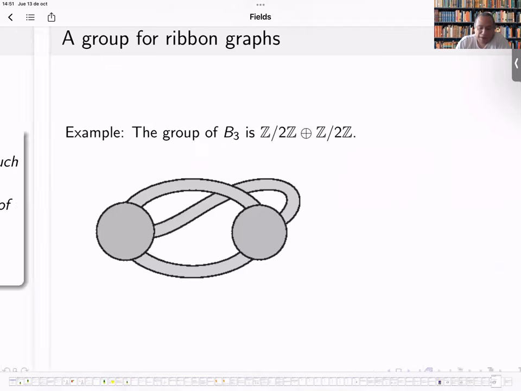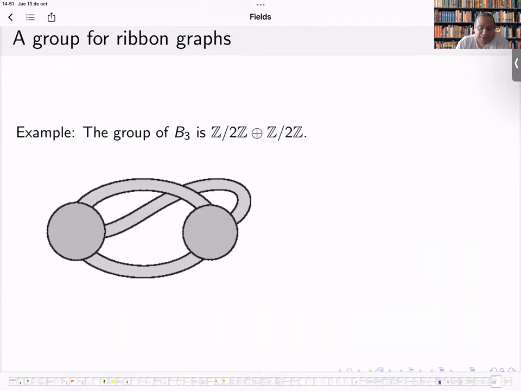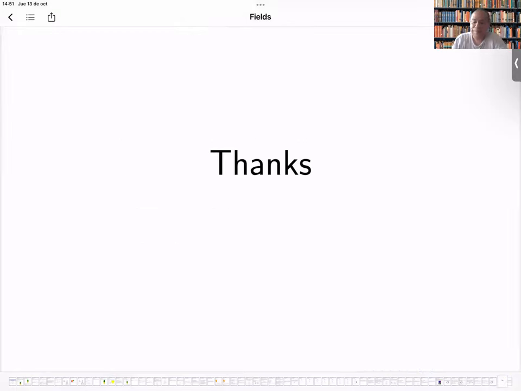I'm sorry that I ran on this last bit. Just to mention that the group of this ribbon graph is Z plus Z_2, and that will be the end of my talk. Thank you very much.